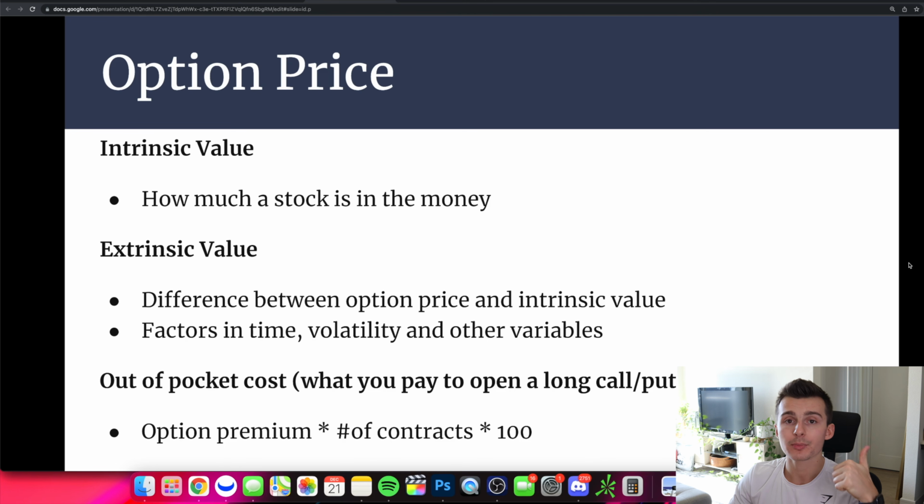You're going to take the option premium, the cost of the option. Let's say it costs $1, okay? You're going to multiply that by the number of contracts you want to buy. If I want to buy one contract, $1 times 1, and then multiply that by 100, that's how much it's going to cost you out of pocket. So if you see an option that is trading at $1 per contract, know in the back of your head that that's actually going to cost you $100 out of your account to buy this contract.